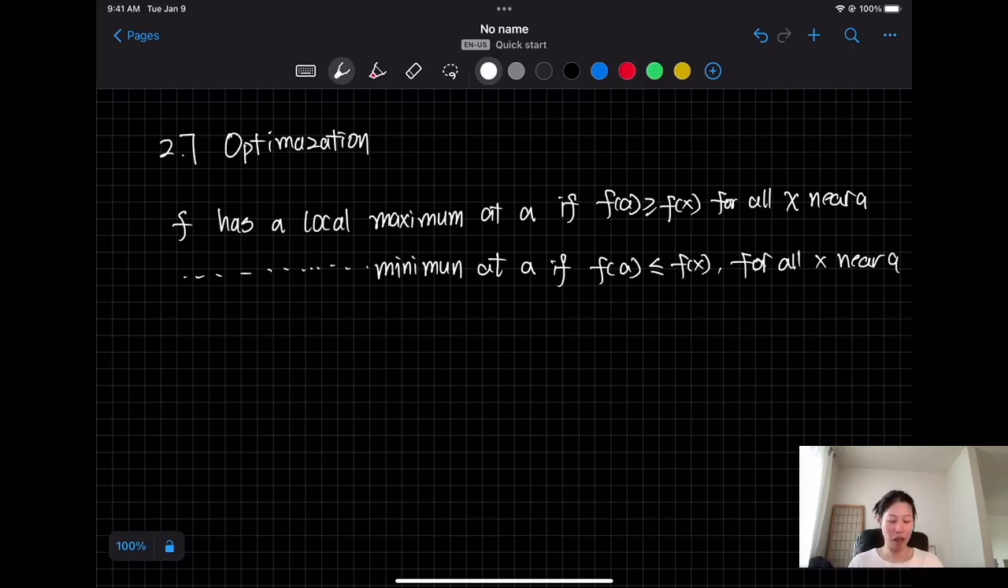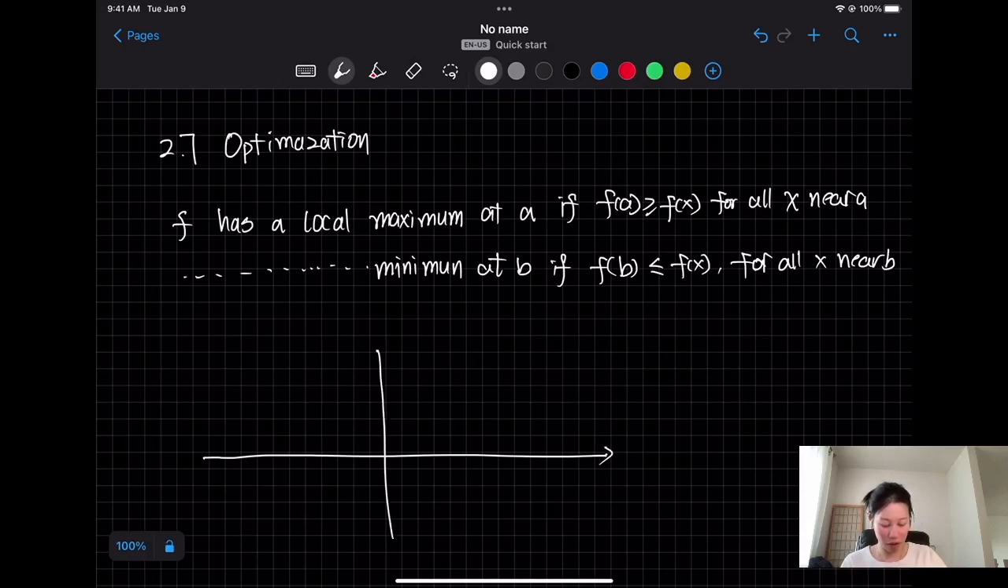What does that mean? Let me use b, maybe b is easier for you to separate them. For all f of b nearby b. So if you take a look at this graph, our local maximum is here. This is our a, and our local minimum will be here.